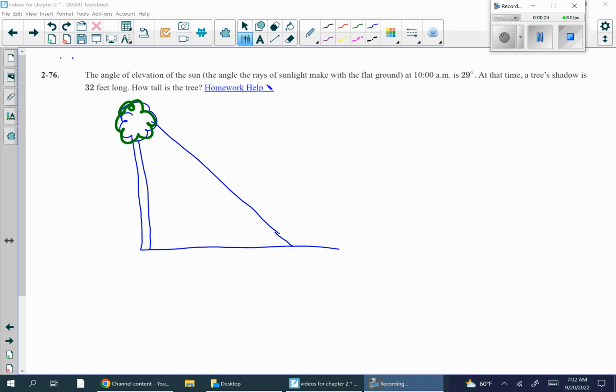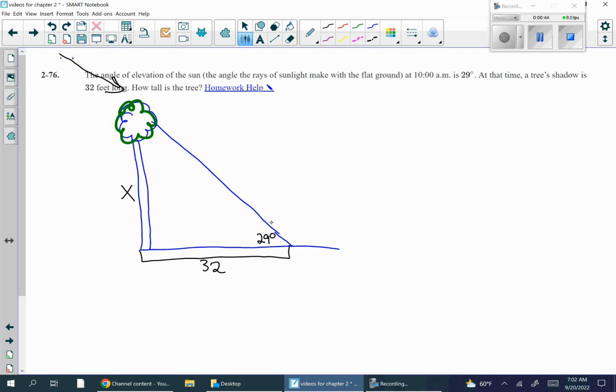So here's a drawing that represents the sun's rays coming in from here and creating an angle with the ground of 29 degrees. So we can label this angle 29 degrees, and the shadow formed by the tree is 32 feet. All right, we can now use trigonometry in order to find the height.